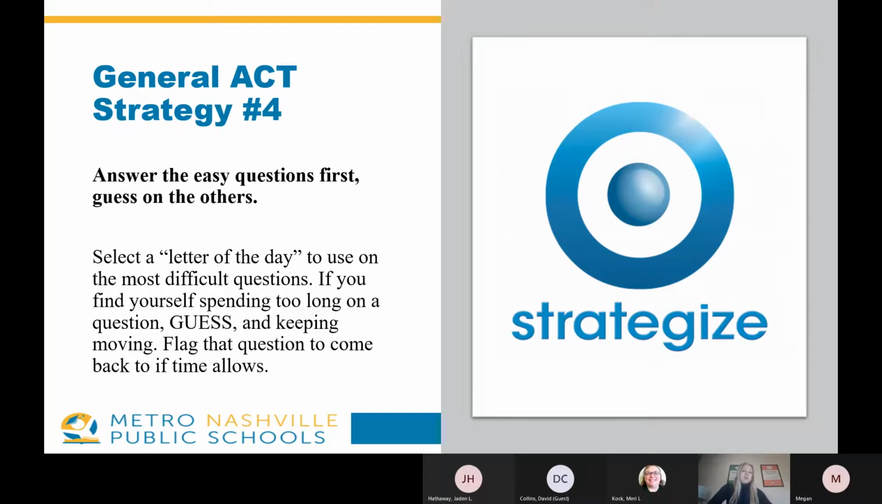General ACT strategy number 4. Of course, answer the easy questions first and then guess on the others. So in English, the hard ones are sprinkled in. The easier ones are the short questions that have the first answer option, no change. The more difficult are the ones that take the longest time. So you want to focus on getting those short ones correct. On math, the easier questions are the first 30. So you want to focus on those.